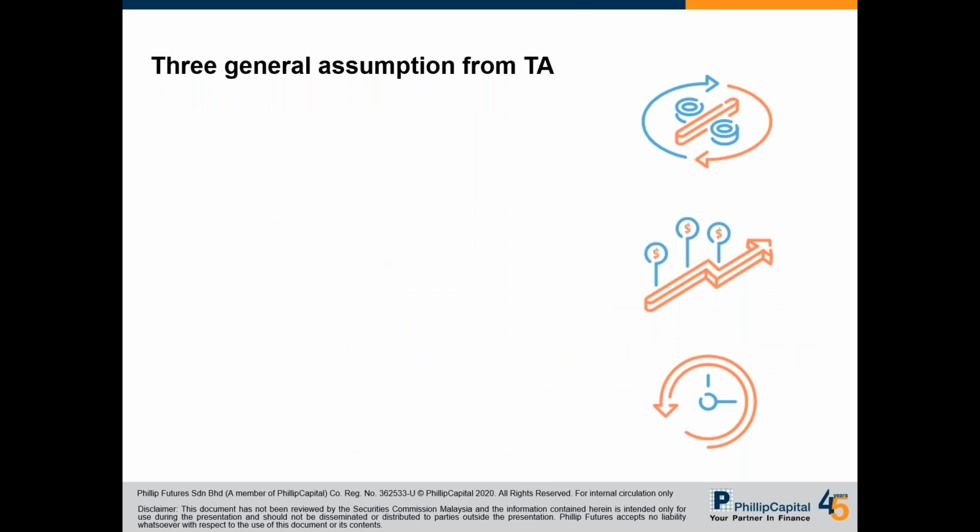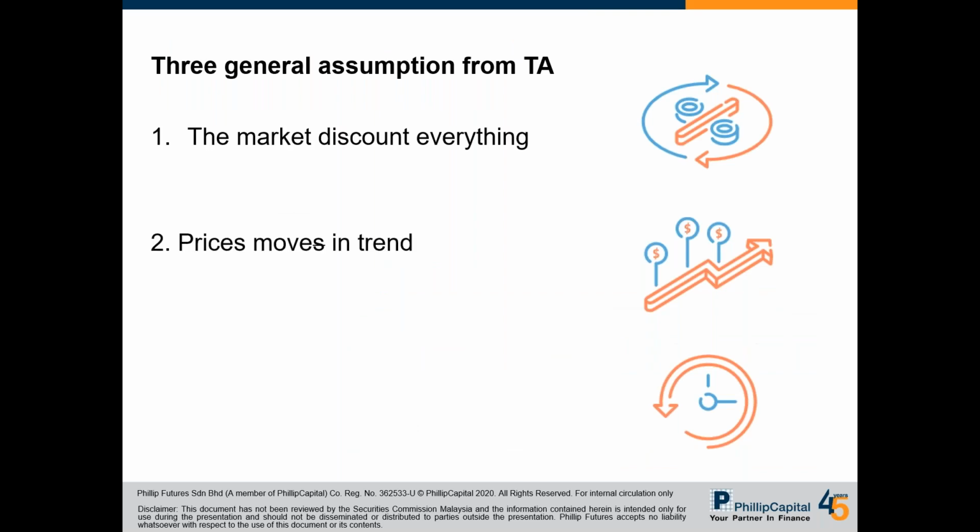There are three general assumptions of TA. The first one is that the market discounts everything. Technical analysis only considers price movement, ignoring the fundamental factors of the companies. However, it assumes that at any given time, a stock price reflects everything that has or could affect the company, including the fundamental factors.